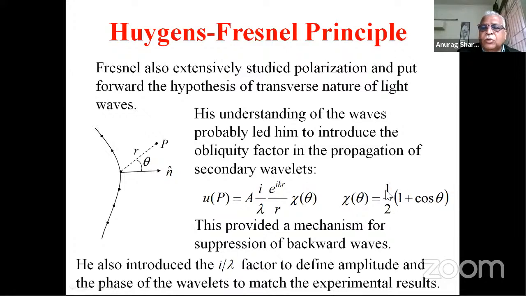And chi of theta, what he gave, was 1 by 2 times (1 plus cos theta). So when theta is 0, this factor is 1. When theta is 180, the backward direction, this factor is 0. At 90 degrees, this factor is smaller, which is one half. This i by lambda was also introduced by him to satisfy the conditions of known results. It also gave that the secondary wavelet scales in amplitude as 1 by lambda, and has a phase difference with the primary wave of pi by 2, because i is nothing but e to the power i pi by 2. So the light, which is kind of scattered light in some sense, is also out of phase with respect to the primary, in quadrature phase actually. Now, this provided a mechanism for suppression of backward waves, because then in this direction there was no wave. He introduced this factor, of course, in an ad hoc manner.